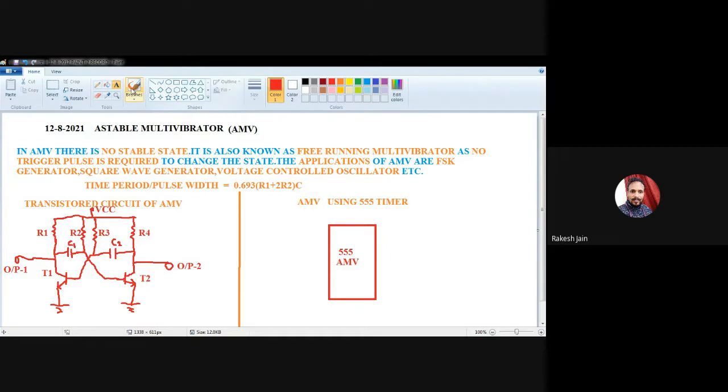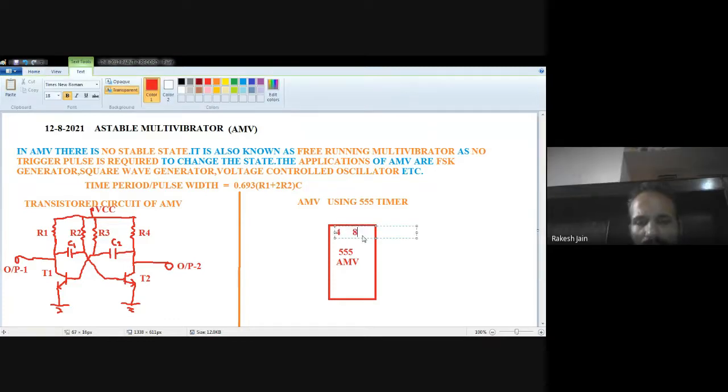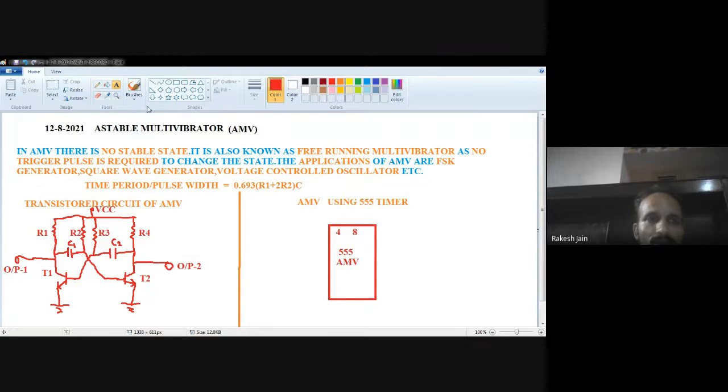So what to do? First of all, the 4th pin and 8th pin are connected with the VCC. VCC will be from 5 volt to 15 volt, anything, as you already studied in the case of the 555 timer. So pins 4 and 8 are connected with the VCC, that is your plus 5 volt to plus 15 volt.